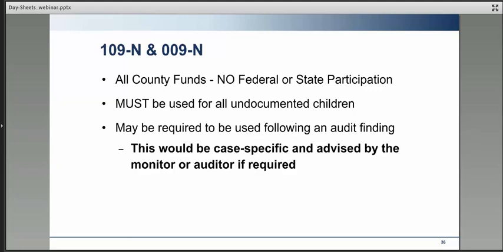That's only something that would be very case specific, and you'd be advised of that by the auditor or the monitor as part of your corrective action plan. So if it hasn't been brought up to you, you don't have to worry about it, and the only times you would use it other than this scenario would be for all undocumented children. So again, hopefully it's one we don't use that often. But if you do have an undocumented child that you've had to take custody of, then N would be the pot that you have to use.